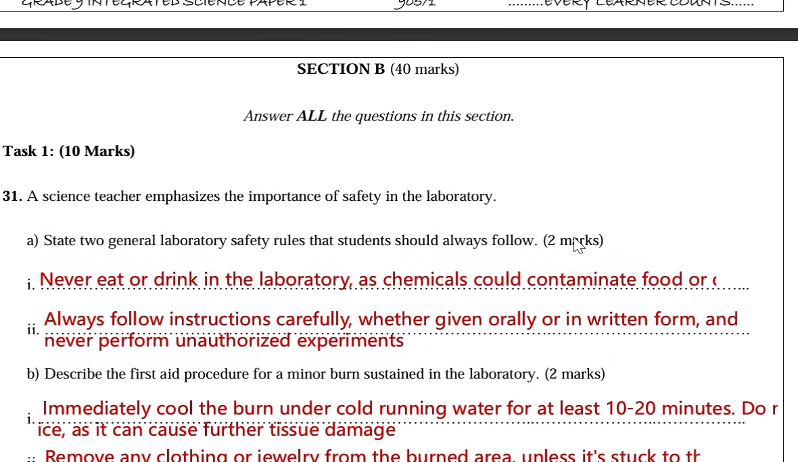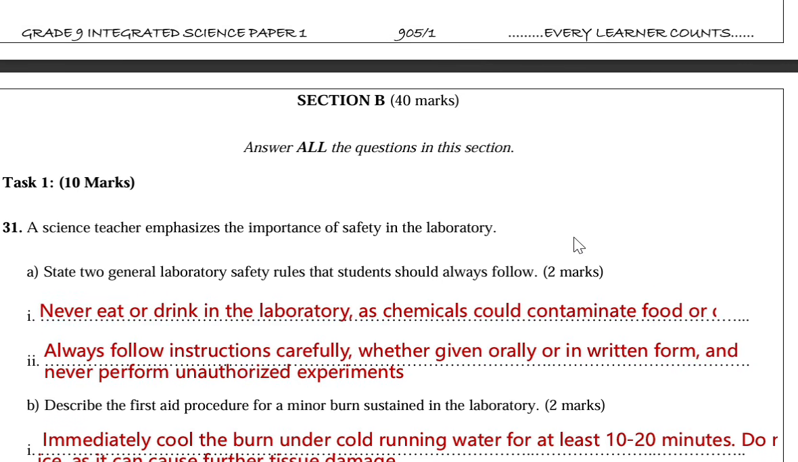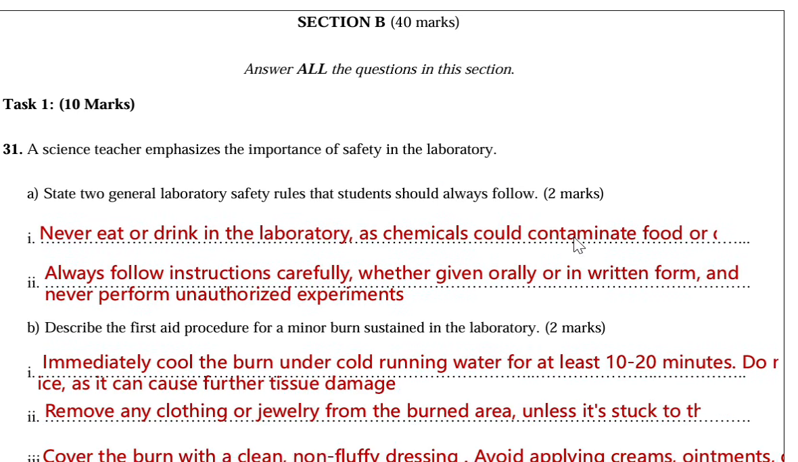If we continue, here we have section B, structured questions, 40 marks. Let us continue with section B. The first question, task 1, you can see it is 10 marks.